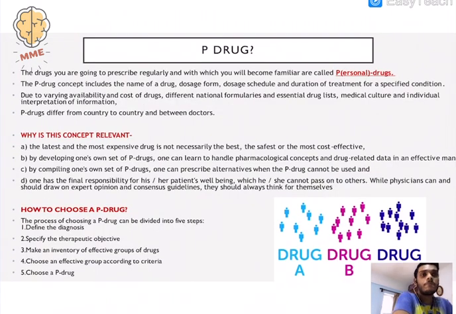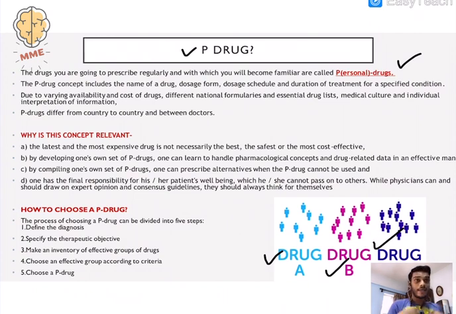One more important question is, what exactly do you mean by a P drug? Okay, so I'll tell you, P over here stands for personal drugs. So for example, as you can see, there are three drugs. There's a drug A, there's a drug B, and there's a drug C in here. Okay, so I have three drugs at my disposal.